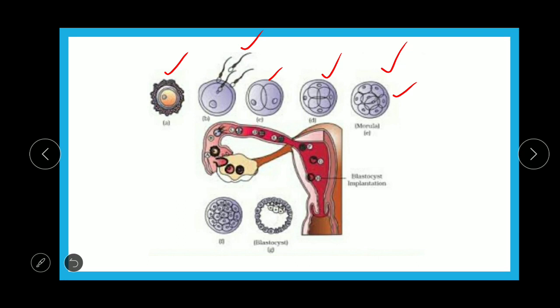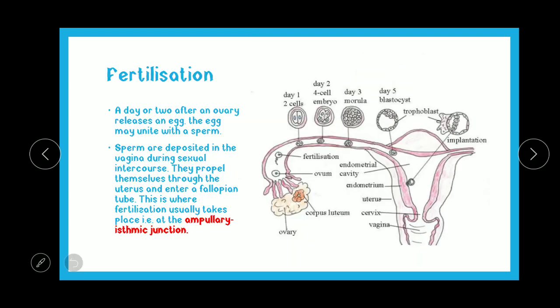And here you can see the location of the fertilization, that is the ampullary isthmic junction. Here the fertilization is taking place, and the fertilized egg is moving towards the uterus. Here you can see the A, B, C, D labeling, and here the enlarged diagram. So after morula there will be the blastocyst stage. We will discuss this. One or two days after the ovary releases the egg, it may unite with the sperm to form the zygote.